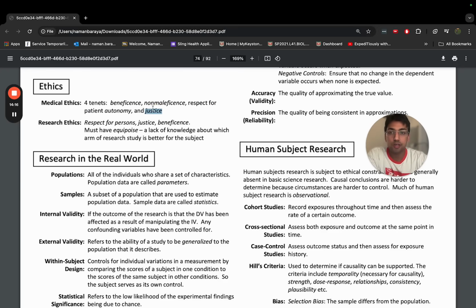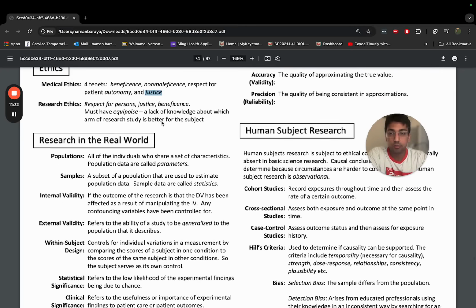But justice is basically, you have limited resources as a clinician, so how are you going to decide how to distribute the resources that you have for the patients that you have. Research ethics essentially is pretty similar. You just have to have respect for people, resources, making sure that you do good by people.